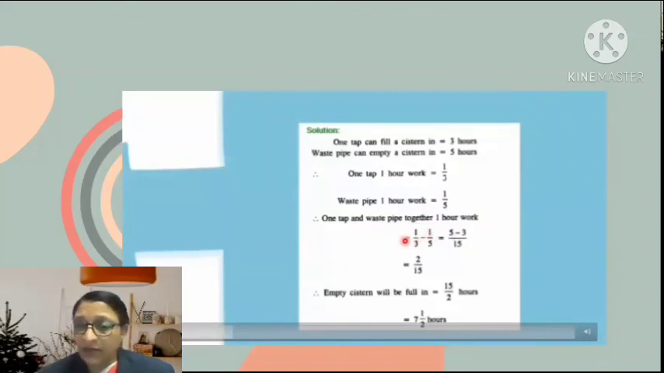Then their work will be 1 upon 3 minus 1 upon 5. LCM is 15. Here we will multiply by 5. Here we will multiply by 3. So 5 minus 3 upon 15 is equal to 2 upon 15. Now here, the empty cistern will be full in 15 by 2 hours, means 7 hours and a half. That is 7 hours 30 minutes.